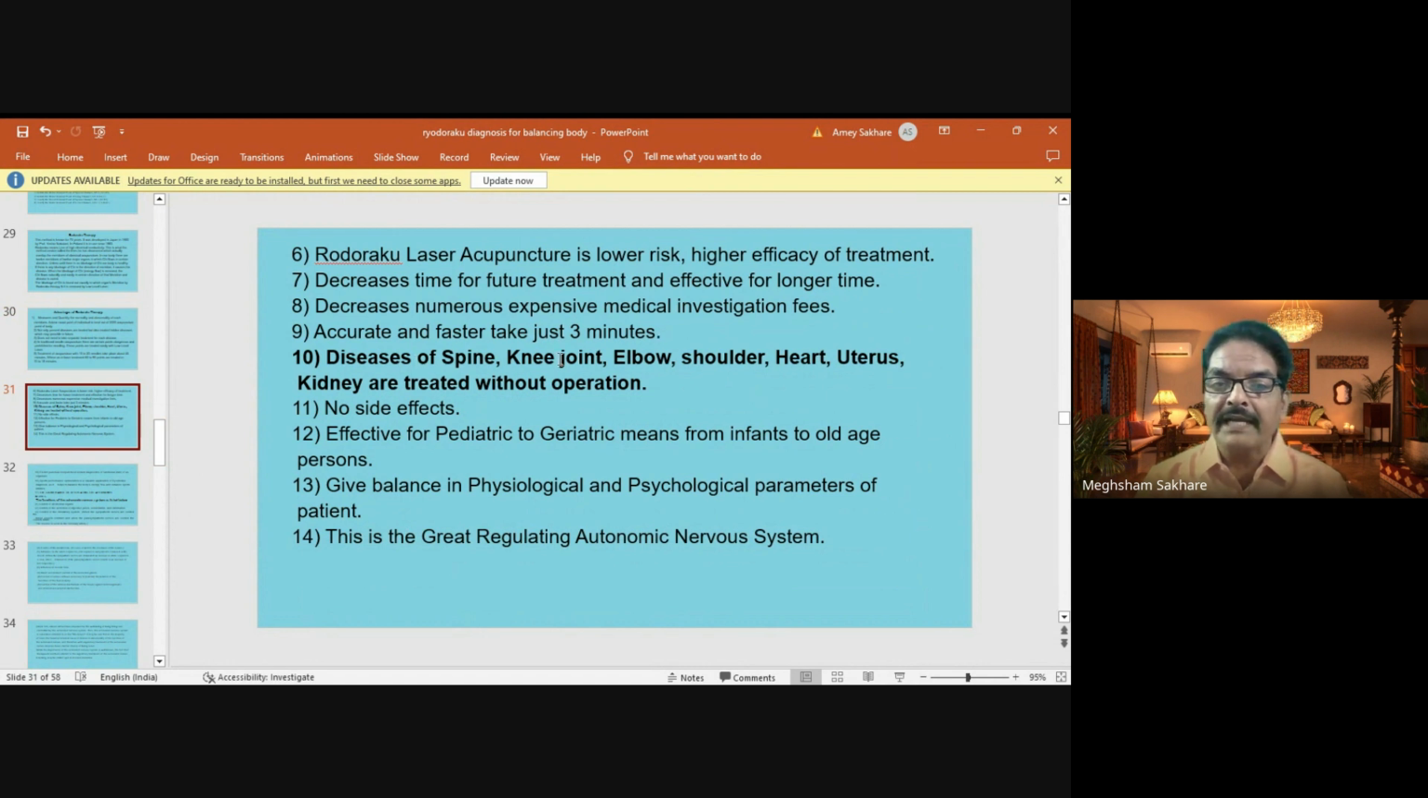Diseases of the spine, joint, elbow, shoulder, heart blockage, uterus, kidneys are treated without operation. No side effects. Effective for pediatrics and geriatrics, means for infants and for older patients. It gives the balance in physiological and psychological parameters of the patients. This is the great regulating autonomic nervous system.